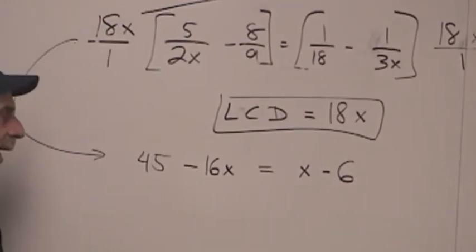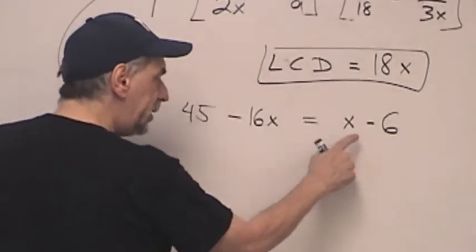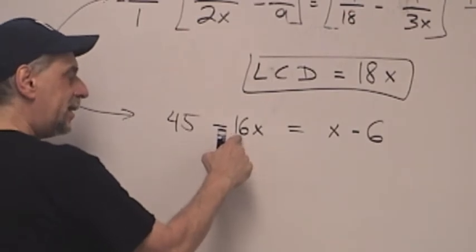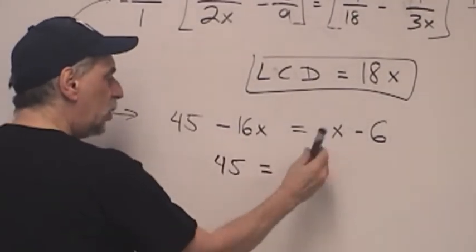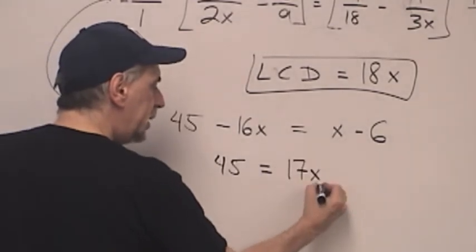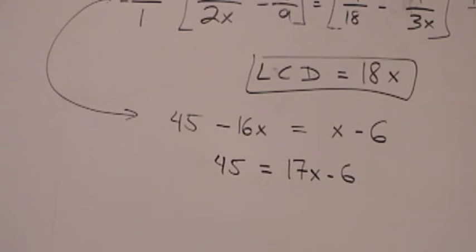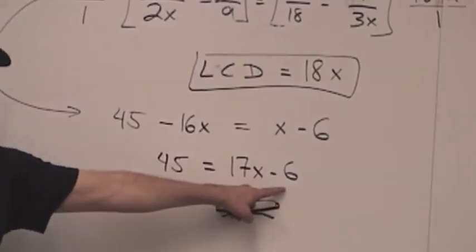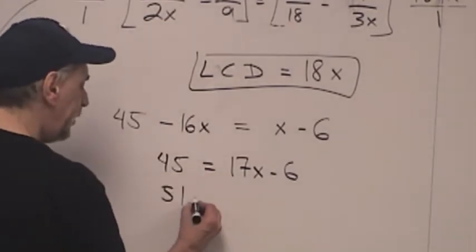So let's add 16x to both sides here. So we'll leave the 45, add 16x to this, no more x's on the left-hand side. Adding 16x to 1x gives me 17x, and I still have the minus 6. I want to isolate the term with the x in it, so I'm going to add 6 to both sides. 45 plus 6 gives me 51.